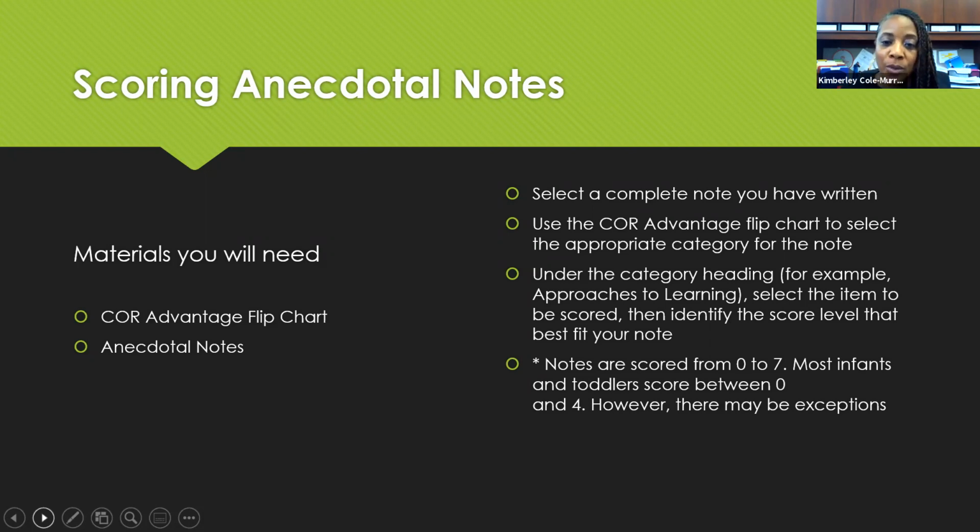In our program, well, let's backtrack. On that flip chart, underneath each item, there are score ranges from 0 to 7. Most infants and toddlers are going to score between 0 and 3, possibly 4. However, there may be exceptions. It's very rare that we will have early Head Start children who score a 5 to 7. I'm not saying that it's not possible, but it's very, very rare. For the most part, our score range for infants and toddlers is going to be between 0 and 3 and possibly 4.